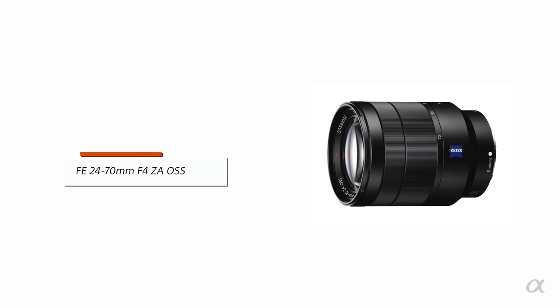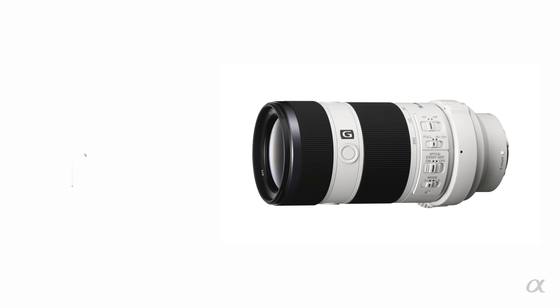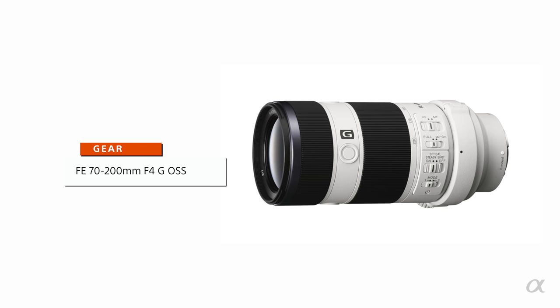My always-on-the-camera lens is the 24-70. It's a great focal length. I could do those wide shots, or I could zoom to 70 and get some closer-in shots of people. But there are times when I've got to switch to a longer lens, so I go right to the 70-200.